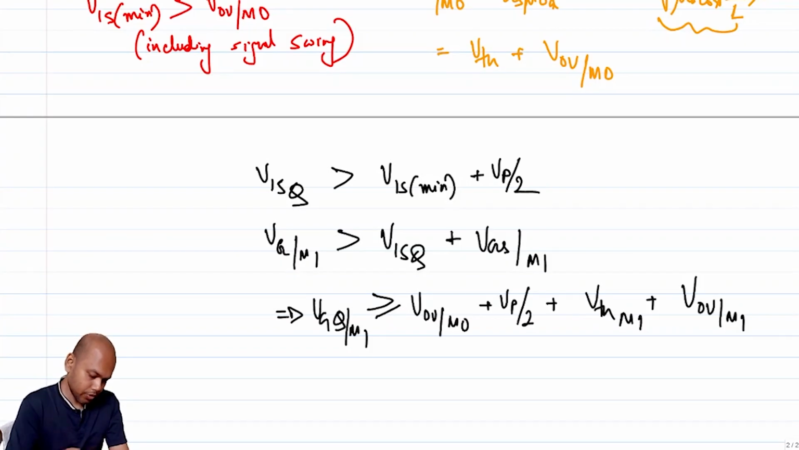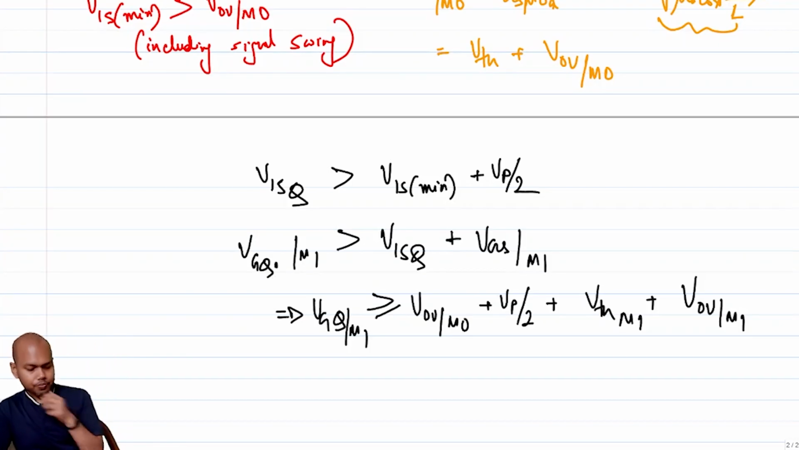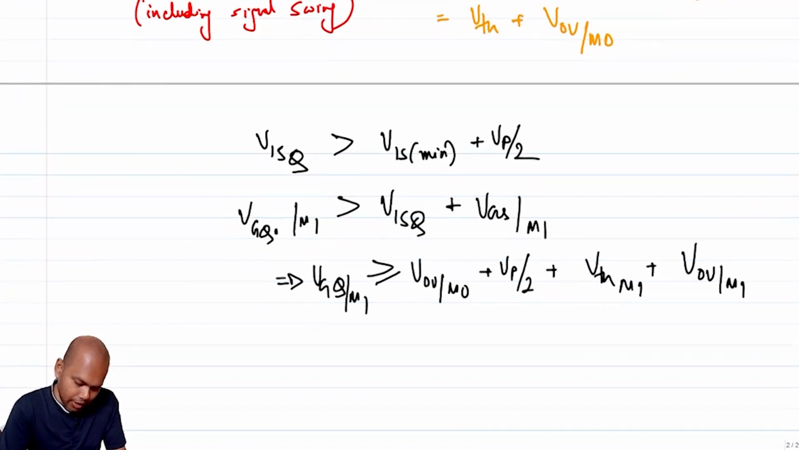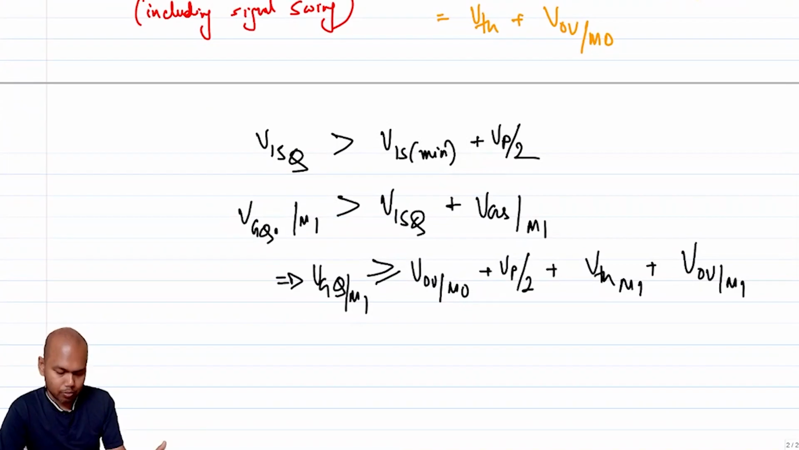This should be VGQ, right? I should not write VG because VG and VGQ are the same, because the gate voltage is not changing at all. Okay. So this kind of gives you an idea how to bias the gate voltage.